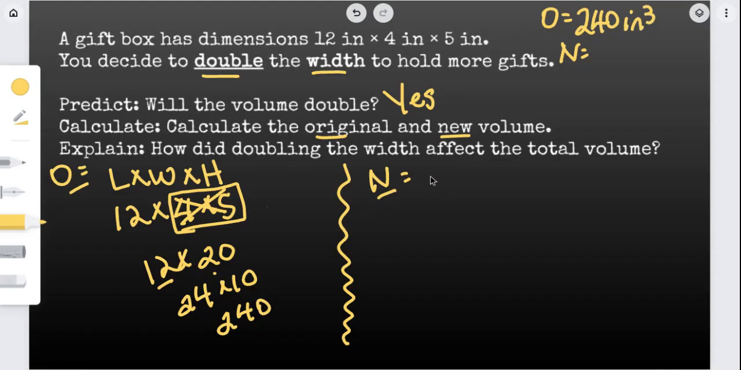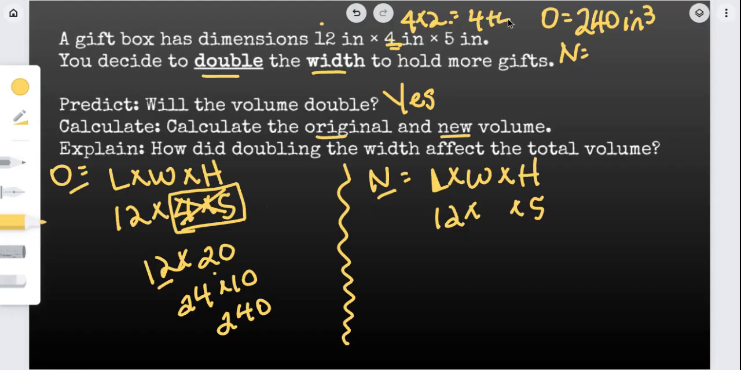Now for the new volume, I'm going to start with my equation, length times width times height. Because my width is doubling, nothing's happening to my length and my height, so I'll start with those amounts, the 12 and the 5. So 12 times something, and then times 5. This is going to be my width, and it's going to double. And remember, doubling is the same as saying times 2, or I could just double 4 by saying 4 plus 4, which gives me 8.